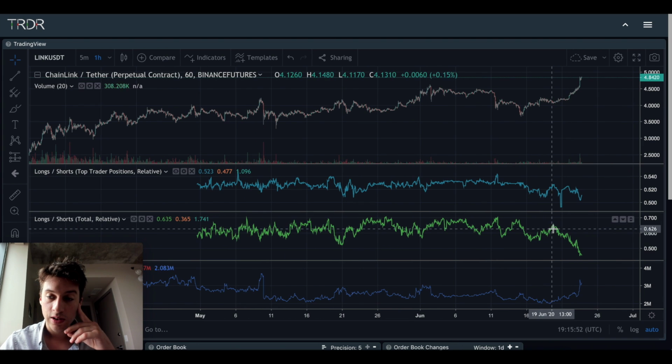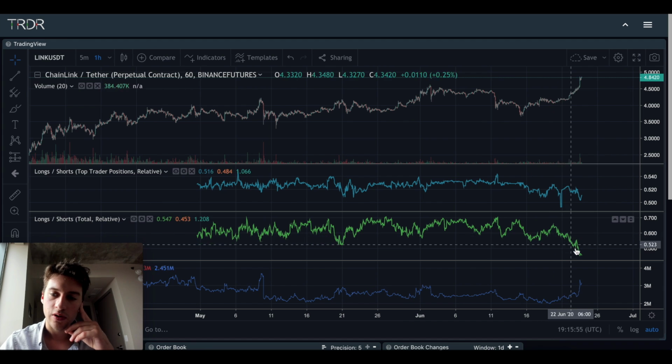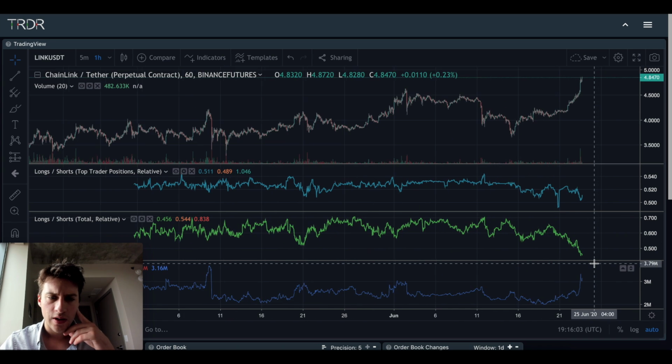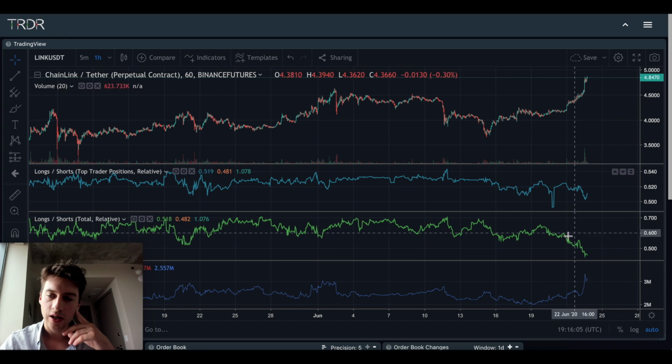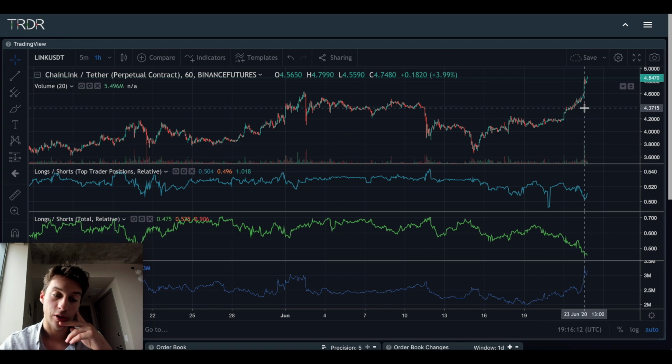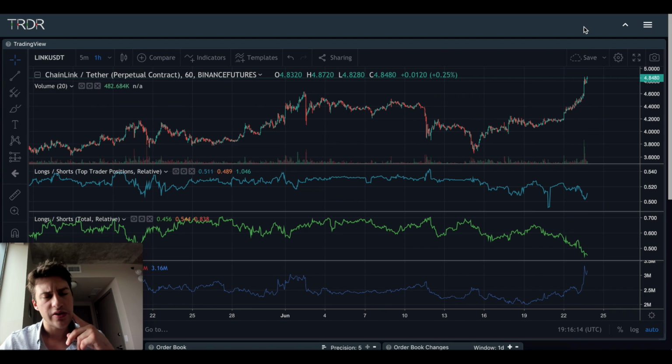Look at this. It seems like the total traders, a lot of them are going short. We have open interest rising, meaning people are hopping into positions, and we see people are just shorting like crazy. Top traders are kind of doing the same, but I gotta say, there's just so much shorting on Link right now, which could actually fuel price to go higher, which makes me bullish.